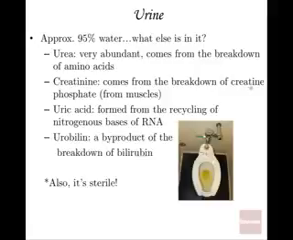Creatinine comes from the breakdown of creatine phosphate, which is from the muscles. And if you watch the muscular lessons, you learn about how creatine phosphate can aid with remaking ATP quickly in muscles, which is important. Uric acid, formed from the recycling of nitrogenous bases of RNA. You're making RNA in your cells constantly throughout life. So uric acid is going to be from this RNA waste.